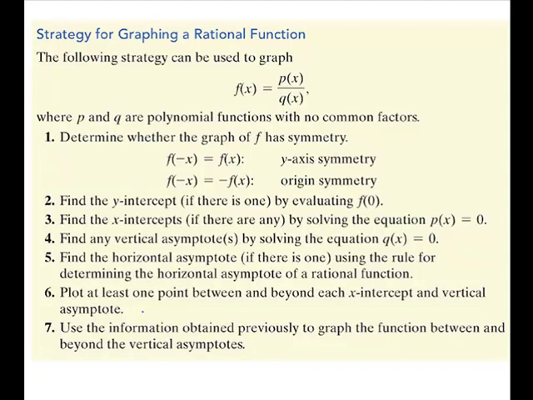Right? You're going to plot at least one point between and beyond each x-intercept and vertical asymptote. These asymptotes and intercepts are going to divide your grid into sections, and you need some points in each section to tell how the graph acts. Use the information obtained previously to graph the function between and beyond the vertical asymptotes.